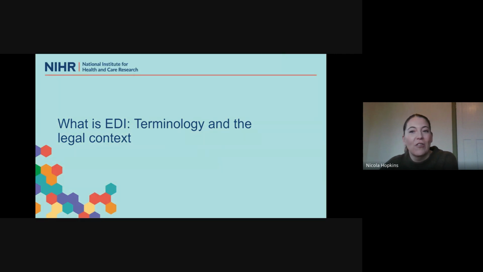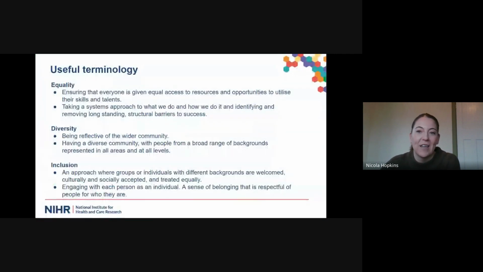Okay, so we're going to start off by looking at terminology and the legal context. So firstly, we hear equality, diversity and inclusion a lot. We hear the term EDI as a sort of catch-all often. And those three terms can start to lose their meaning, but they are three distinct terms. So we're going to go through those first on this slide.